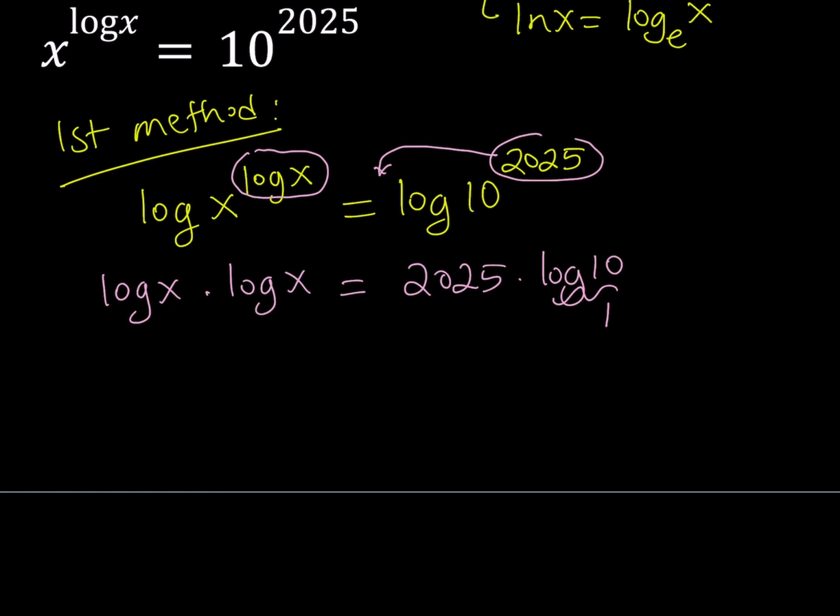All right, great. So now on the left-hand side, we have log x multiplied by itself. What is that supposed to mean? It means you are squaring that quantity. Well, on the right-hand side, I have 1 times a number, which means it's the same number, 2025.